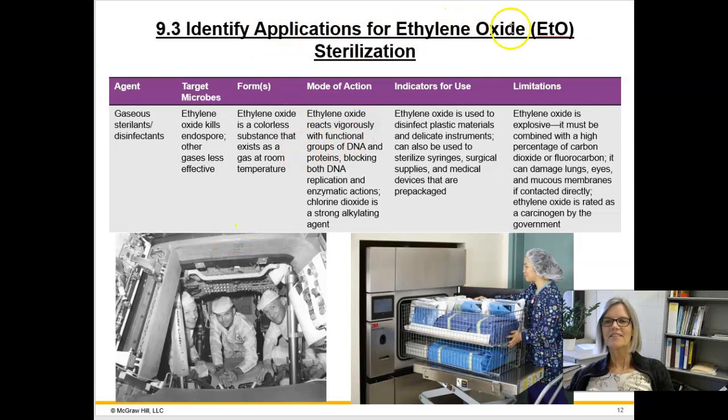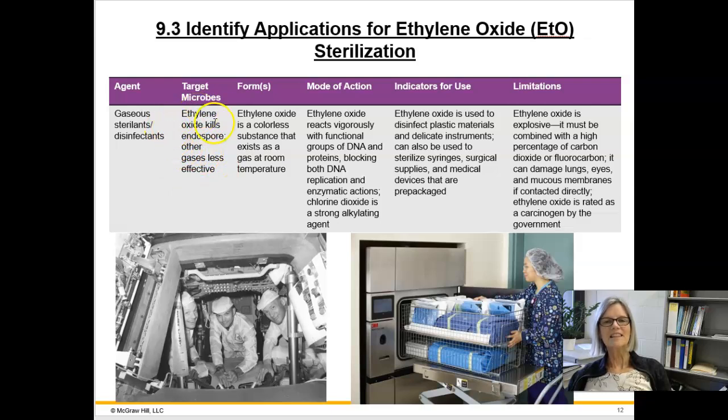Identify the applications for ethylene oxide. And I have ethylene oxide sterilization. This is not something you would use at home. Ethylene oxide actually is quite dangerous. And it says it actually kills endospores, and other gases are less effective.